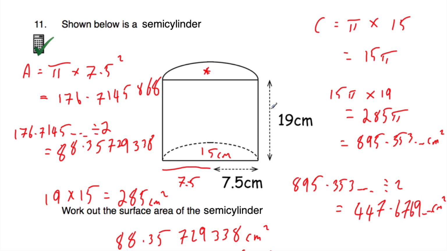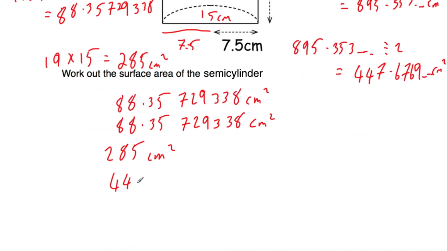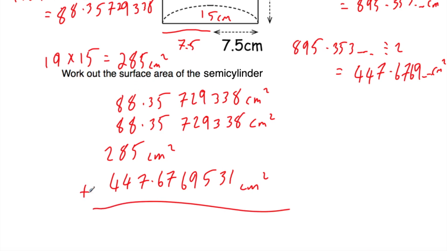So that's fantastic. We've now got the area of all four faces. So let's write that one down: 447.6769531 centimeters squared. And then to find the total surface area of that semi-cylinder, we just add them up and see what we get. And that's equal to 909.3915399 centimeters squared. And that's it. So that's the total surface area of that semi-cylinder.